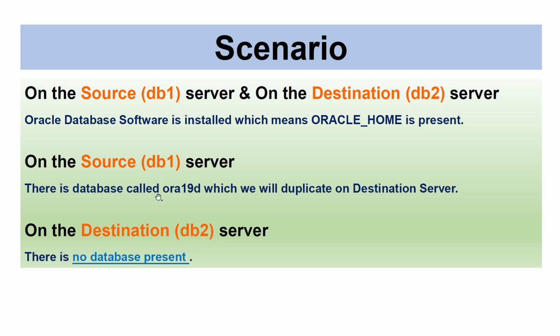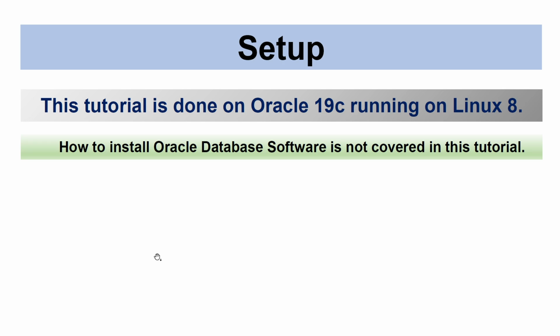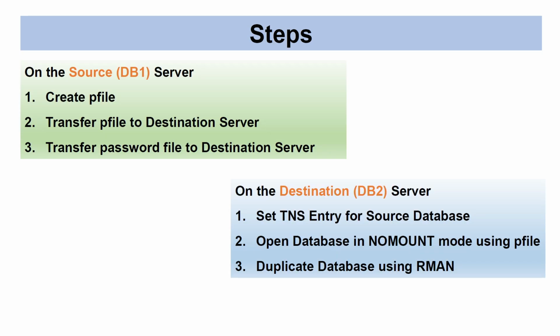Let's understand our scenario. I have two servers, source DB1 and destination DB2. Oracle database software is installed, which means Oracle Home is present on both DB1 and DB2. On the source server, there is a database called Aura19D, which we will duplicate on the destination server. On the destination server, there is no database present. So our aim is to duplicate the database Aura19D running on DB1 to DB2. This tutorial is done on Oracle 19c running on Linux 8. How to install Oracle database software is not covered in this tutorial.